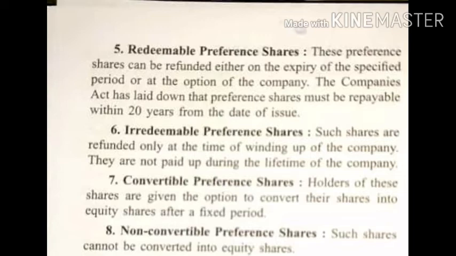Convertible preference shares. Holders of these shares are given the option to convert their shares into equity shares after a fixed period. So they have an option. If they don't want to be a preference shareholder, they can convert their share into equity, but it should be done after a fixed period. Non-convertible shares cannot be converted into equity shares.